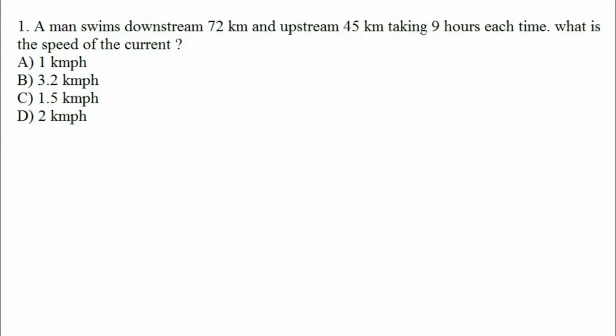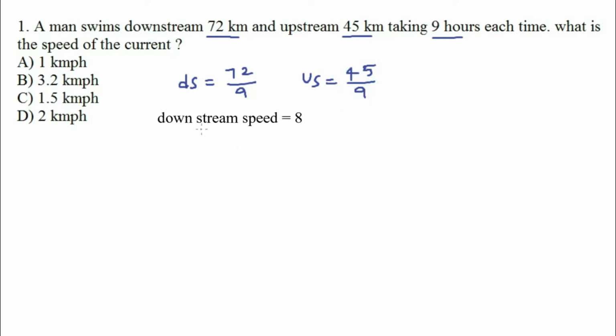Question number 1. A man swims downstream 72 km and upstream 45 km taking 9 hours each time. What is the speed of the current? So downstream speed equal to 72 divided by time is 9 hours. And upstream speed equal to 45 km divided by time is 9 hours. So downstream speed equal to 8 km per hour and upstream speed equal to 5 km per hour.